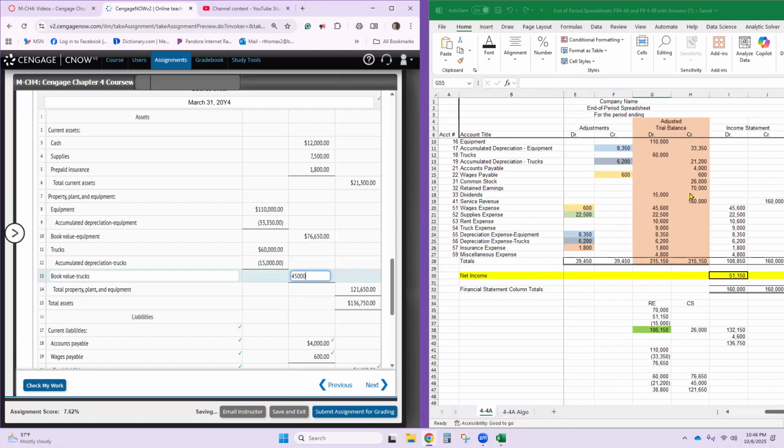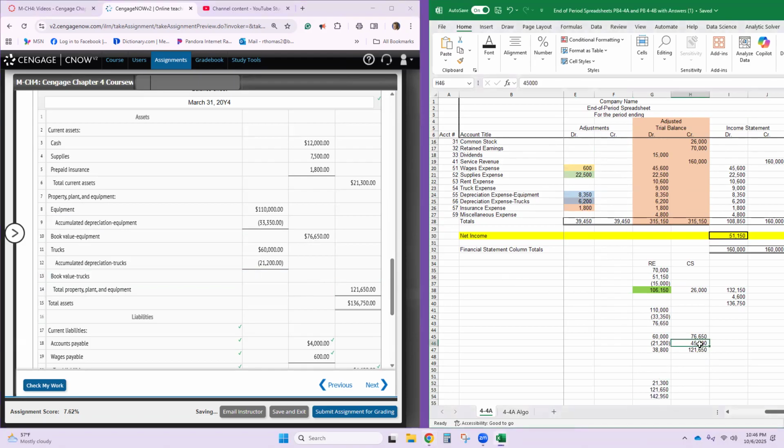15,000. Oh, wait. Trucks. Oh, I have the wrong amount. My fault. All right. So 60,000 and 21,200 is what we want here. 21,200. I'm glad I looked at that. Now this is not 45,000. So 60,000. Here it is. Here we go. That's why I had that down. Yep. 38,800.